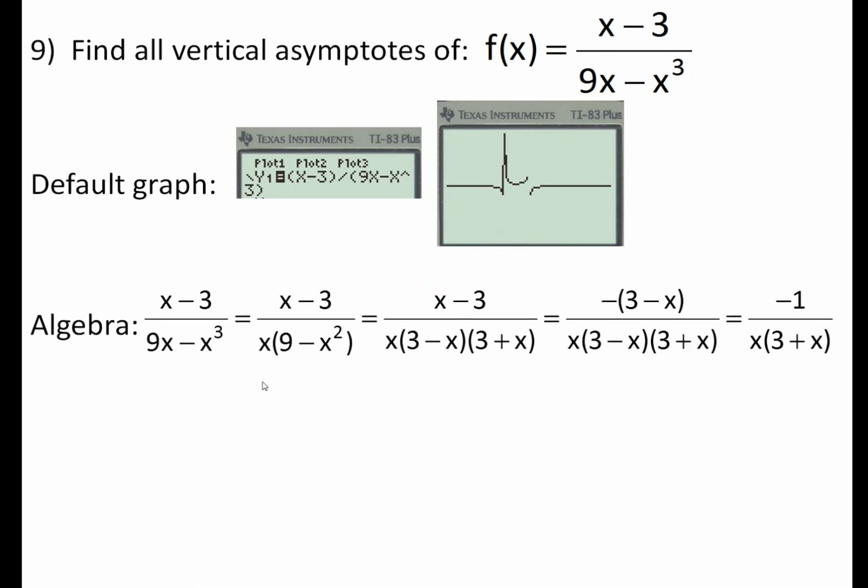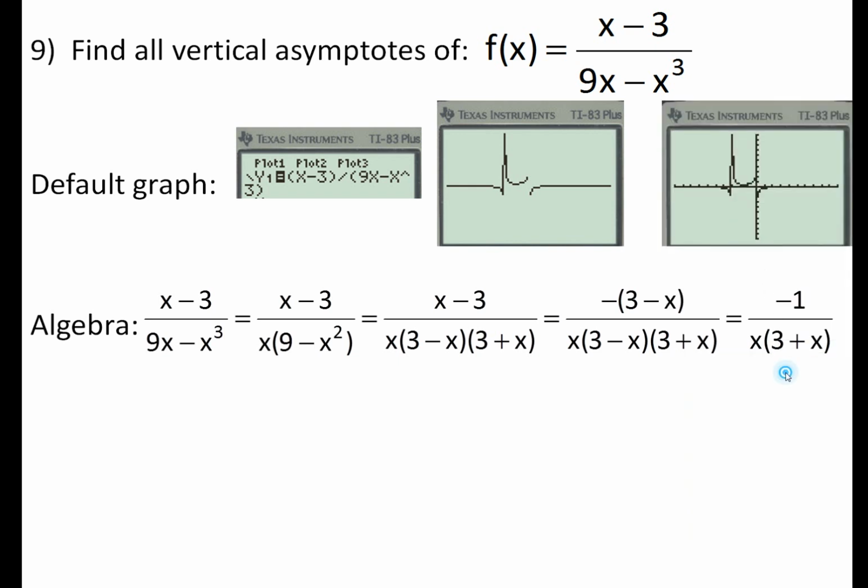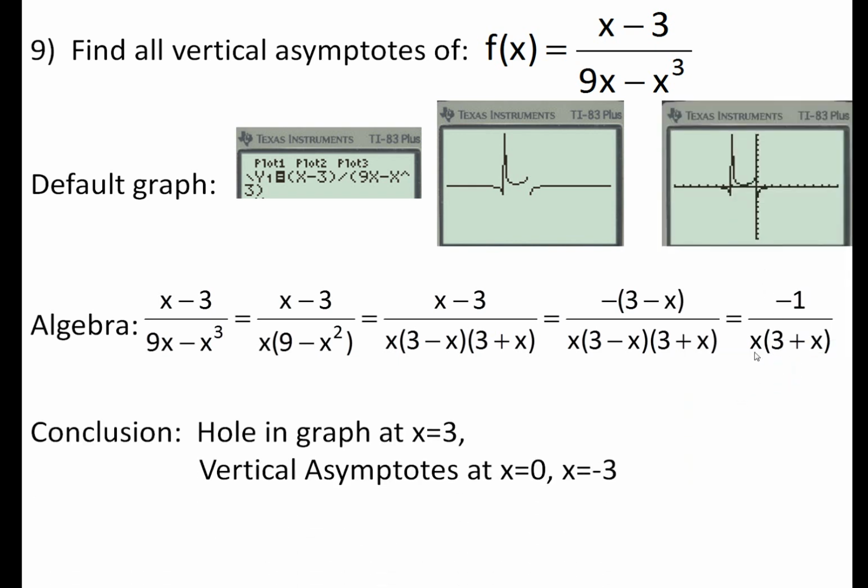So in terms of the algebra, if you factor the denominator, you can see that there is a common factor, and that common factor will be 1 for all values of x not equal to 3. But at x equal to 3, this function is not defined. And so for all values of x not equal to 3, the function's equal to this last expression here. And so from there you can see that there's going to be a vertical asymptote when x is equal to 0 and also when x is equal to -3.